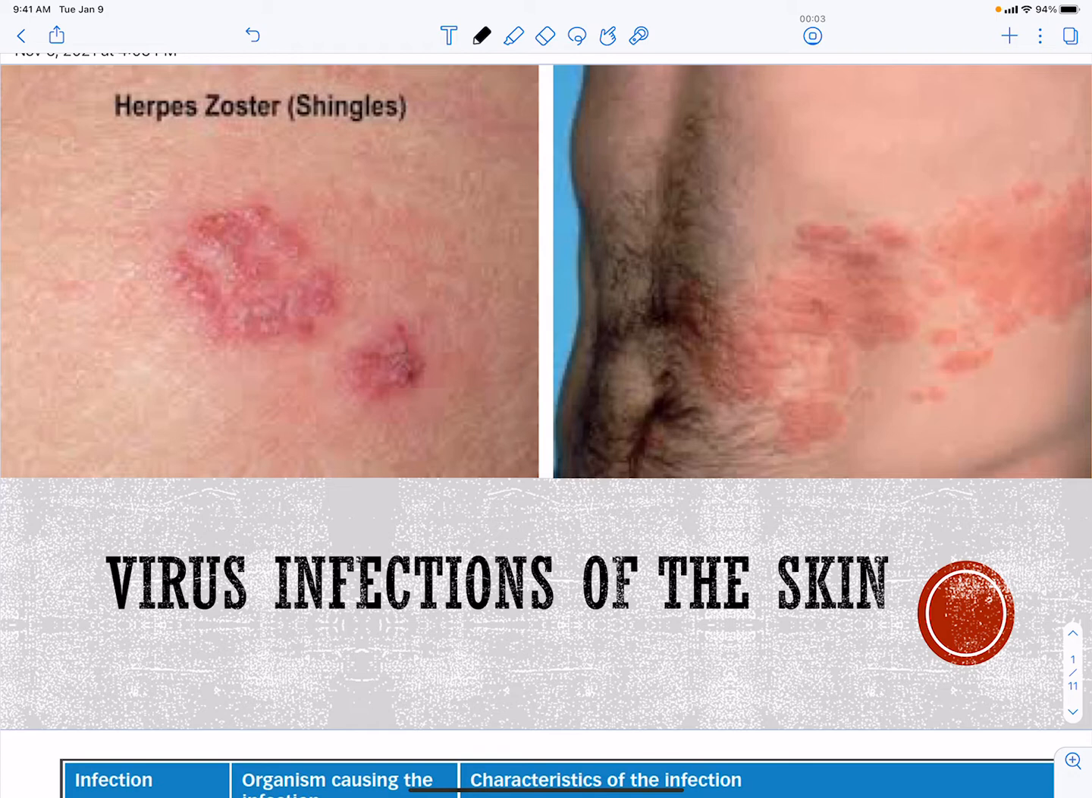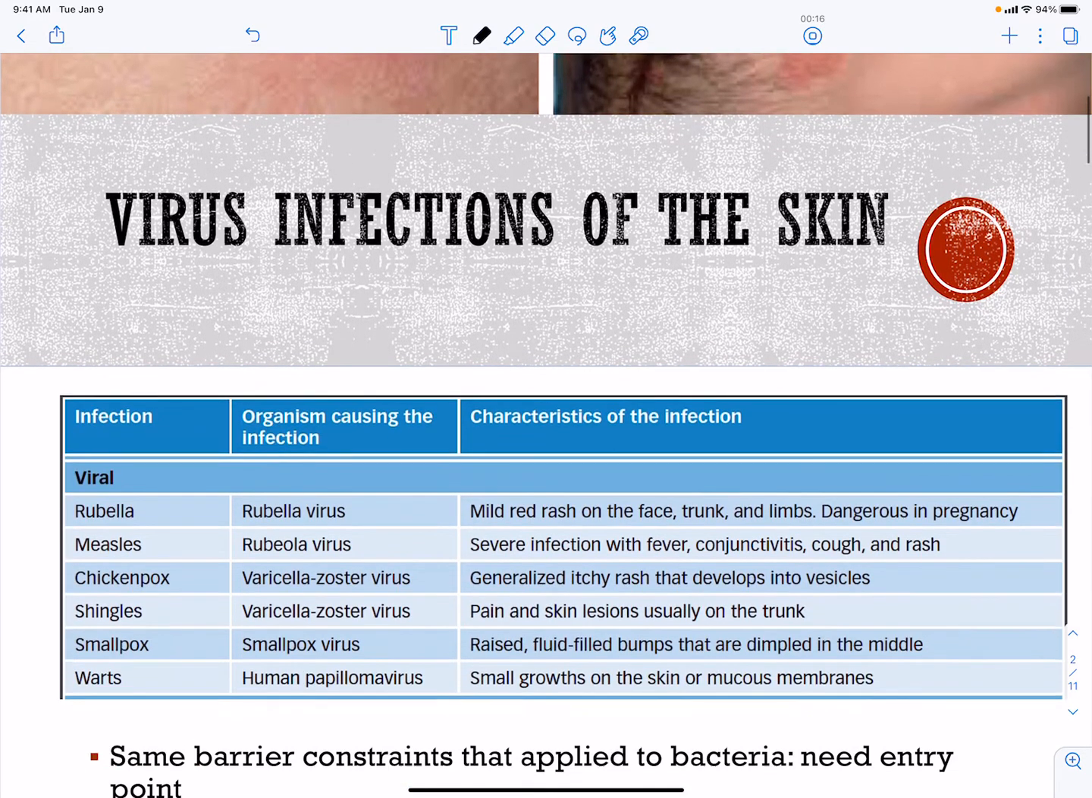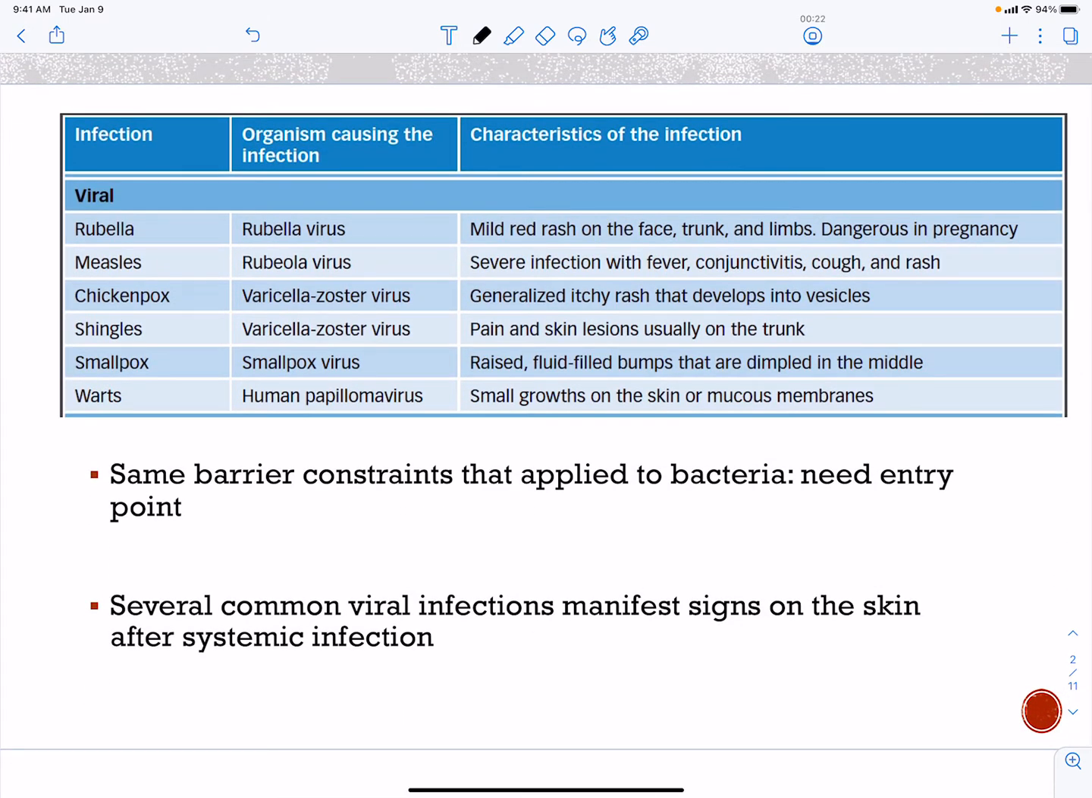Okay, here we're going to talk about some viruses causing infections of the skin. These pictures are showing herpes zoster or shingles types of rashes. Now, herpes zoster is the same virus that causes chickenpox, of course. And so there are some pretty famous viruses that can cause skin rashes.